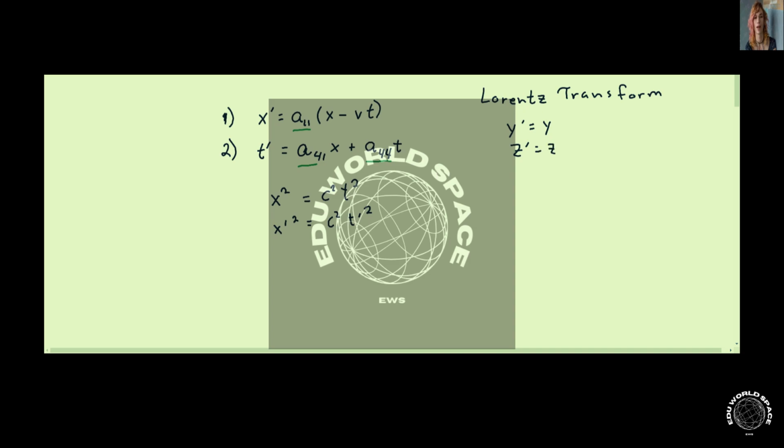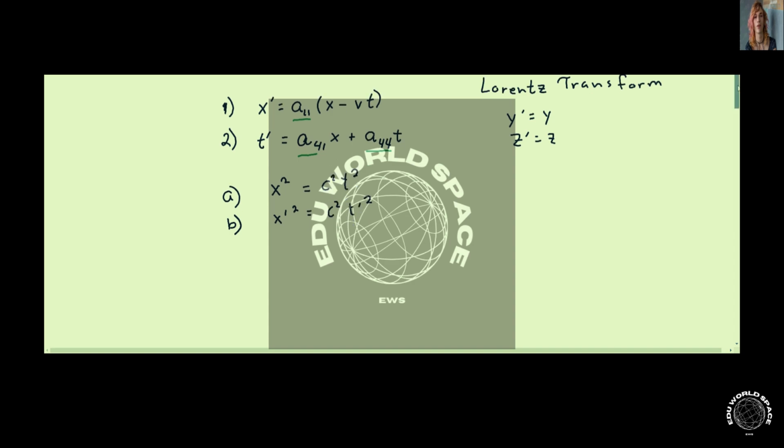The 2 equations downstairs, x squared equals c squared t squared, we'll call that equation A, and the second one B, are needed to preserve the constant c, the speed of light, in all reference frames. So the transformations will preserve the postulates of relativity. The algebra gets a little bit hairy, so we'll walk through the steps. Perhaps I won't show all the steps.